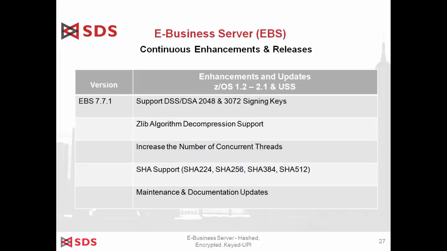In 7.7.1, we continued to add DSA support with 2048 and 3072-bit signing. We added zlib decompression support, and we increased the number of concurrent threads for increased performance. SHA support included SHA-224, 256, 384, and 512 hash functions.